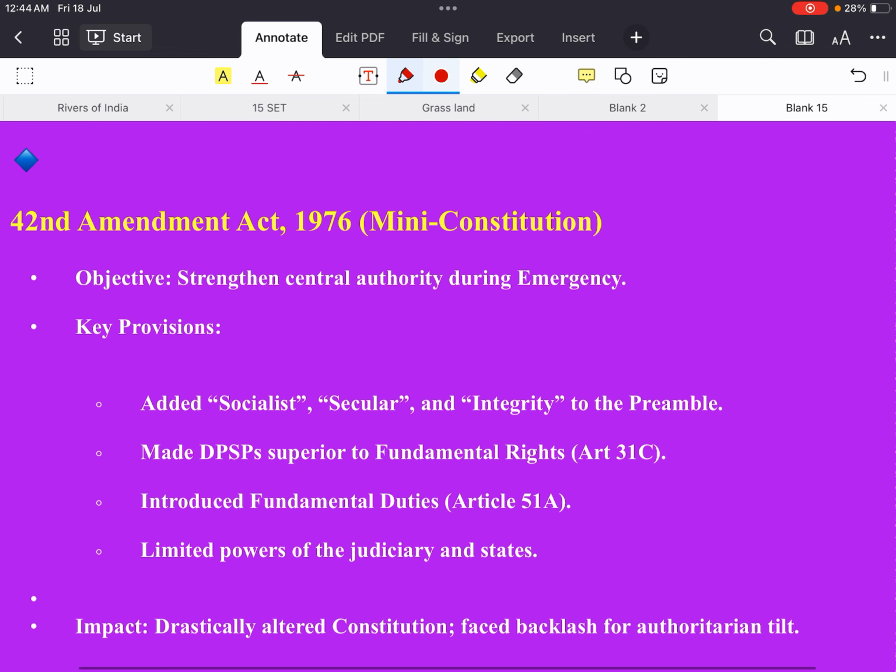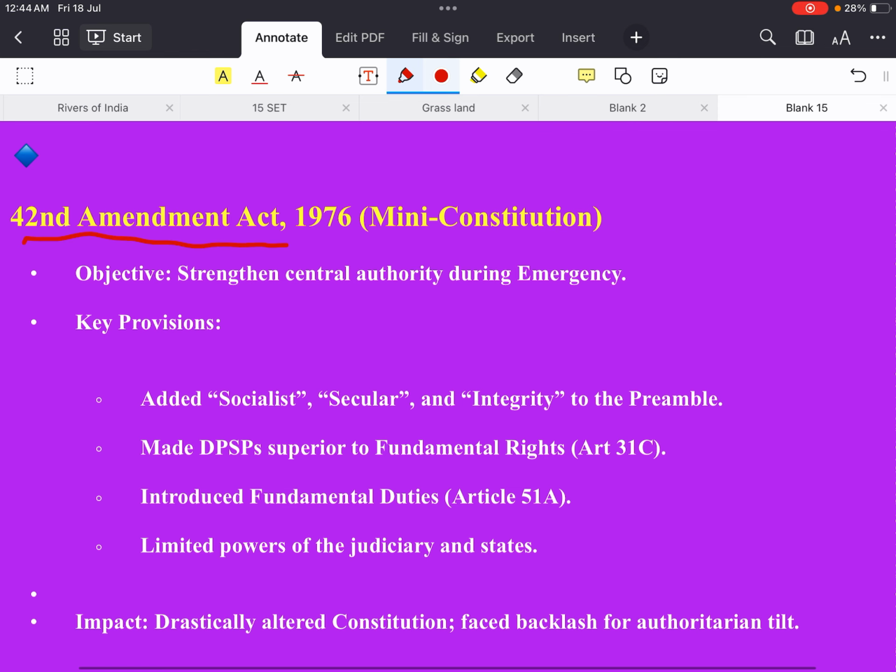Then comes the most important, 42nd Constitutional Amendment Act 1976. It is also called a mini constitution. What was the objective? Strengthen central authority during the Emergency. What were the key provisions? Added socialist, secular and integrity to the Preamble.